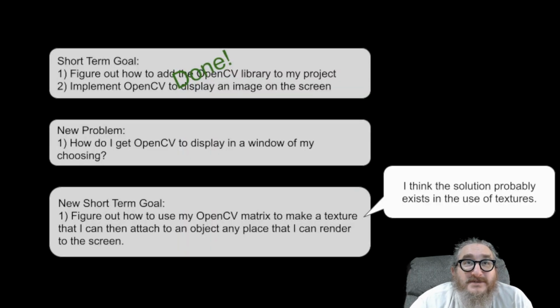Okay, so we've had some success. So did we accomplish our short-term goal? We did. I figured out how to add OpenCV to the library, and then I was able to implement it so that we could display an image on the screen. So that was a success. A lot of problems along the way, though.